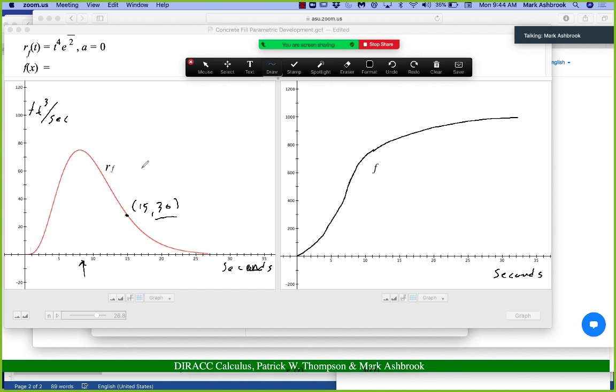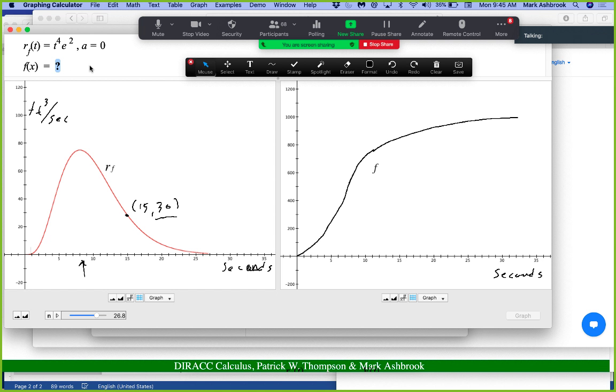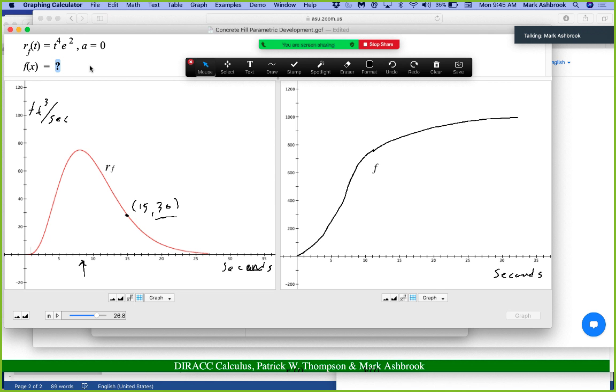So if there was a final exam, this could be the one question on the final exam. Could you write the function for the accumulation of concrete here, given that t to the fourth e to the minus t over 2 is the rate of change? Would you ace the final exam right now? Could you write it? So who wants to show me what that would be?